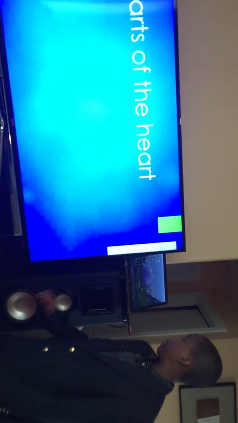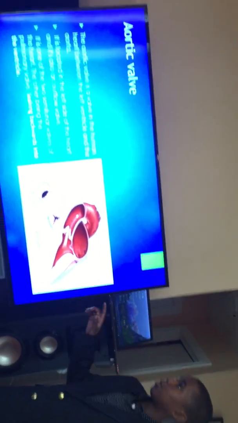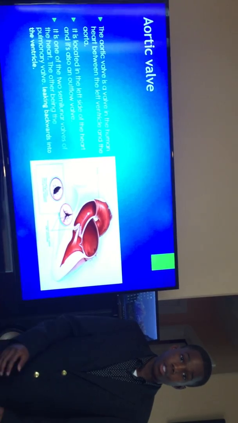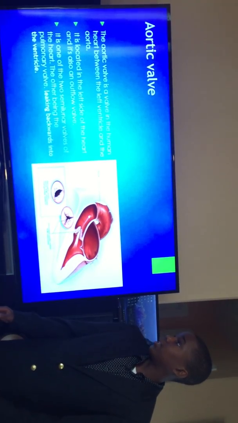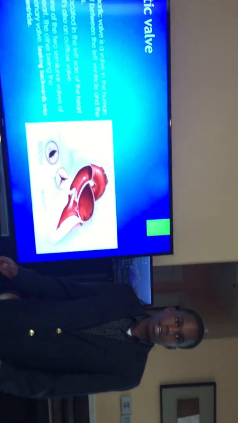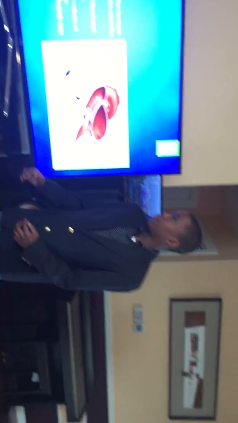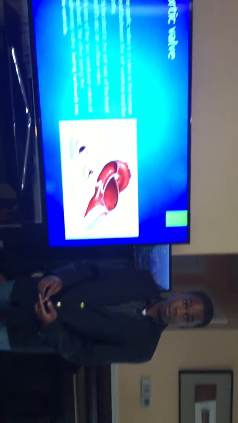Parts of the heart. The aortic valve. The aortic valve is a valve in the human heart between the left ventricle and the aorta. It is located in the left side of the heart, and is an outflow valve. It is one of the two semilunar valves of the heart, the other being the pulmonary valve.